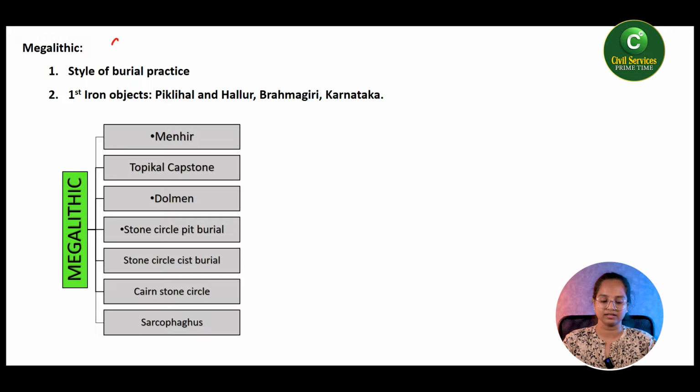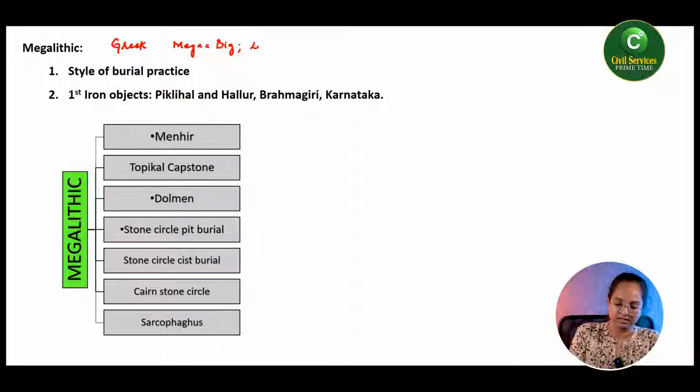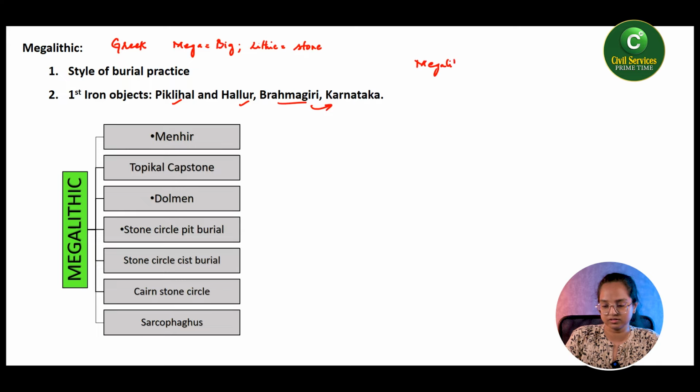Now, what is megalithic? The word megalithic is derived from Greek, where mega means big and lithic means stone. Okay. So it is a style of burial practice. And from this we found the first iron object in Pitlihal and Hallu at Brahmagiri, which is in Karnataka. So megalithic structures belong to the Iron Age.